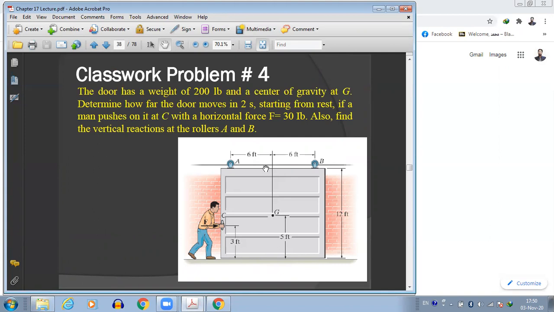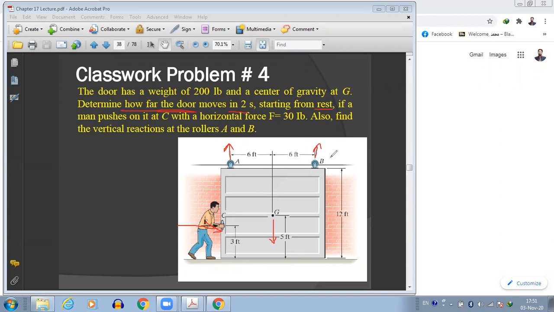So the door is held by the rollers at A and B. The weight of the door will be acting in the downward direction, and the normal reactions at A and B will be in the upward direction. So the two cancel each other and keep the door at the same elevation. The man is pushing with the force F at this point C. All the dimensions are mentioned here. If the door was initially at rest, after 2 seconds we need to find how far the door moves. We need to find the distance.